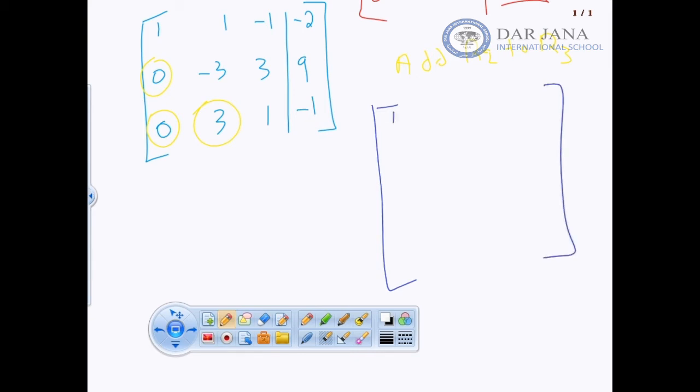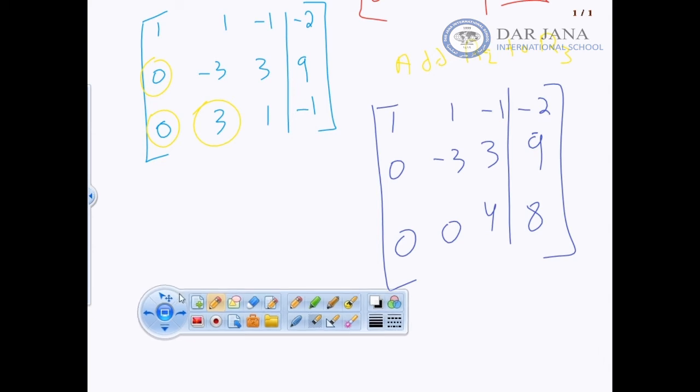So R1 will not change, R2 will not change, R3 will change. R2 plus R3: 0 plus 0 is 0, negative 3 plus 3 is 0, 3 plus 1 is 4, 9 plus negative 1 is 8. So now we have our new matrix. Okay, let's continue.